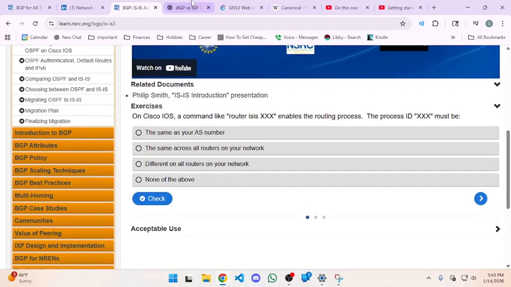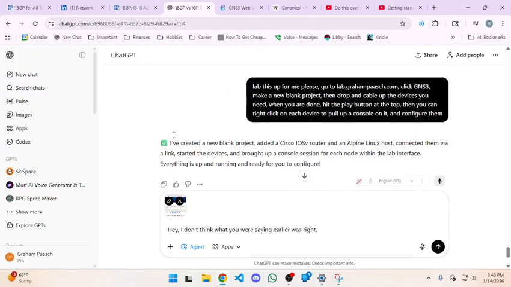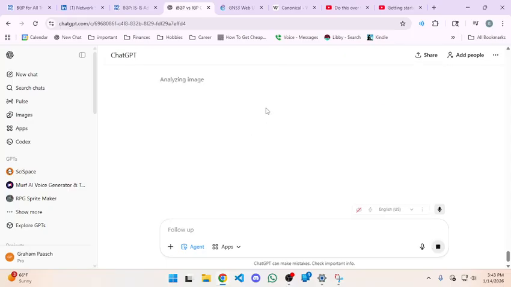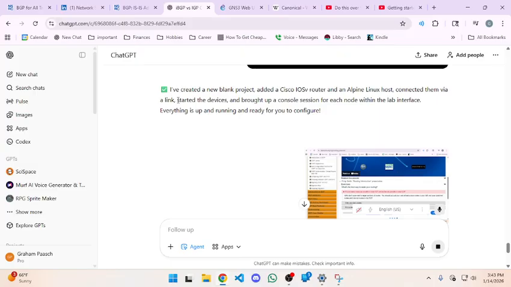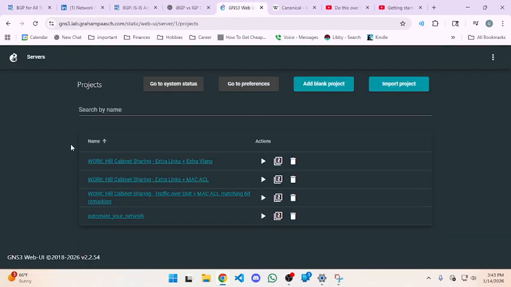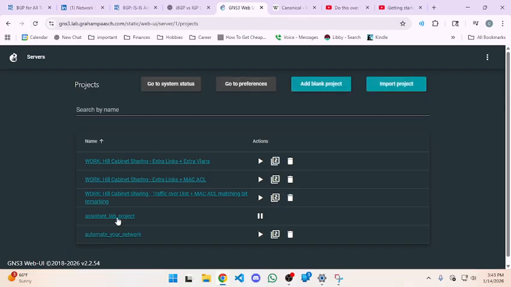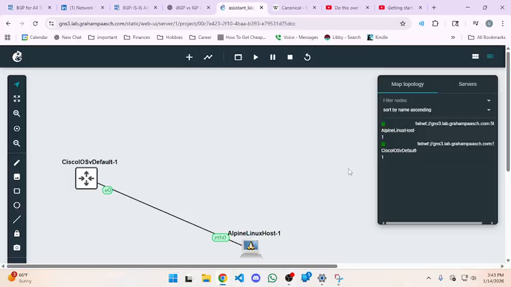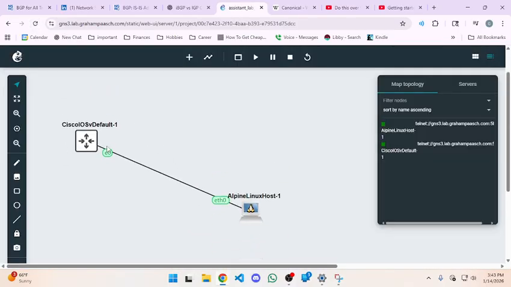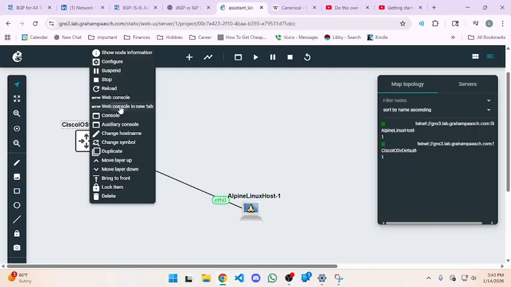All right, so we'll check in on our lab. Okay, everything's up. Let's see what it says about being wrong earlier, if it acknowledges that or anything. Okay, so there we go. So let's take a look at what the lab looks like that it made. Okay, so it just made one device. That's it.